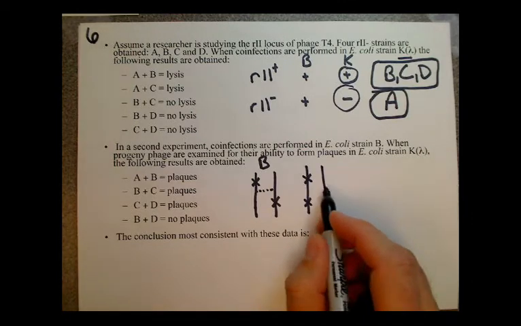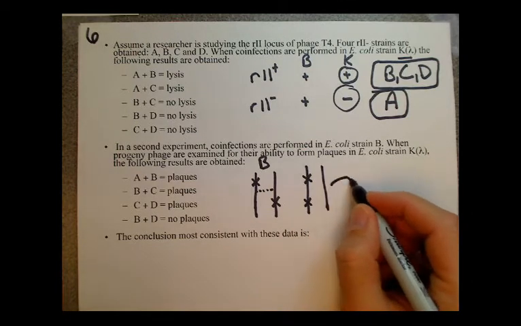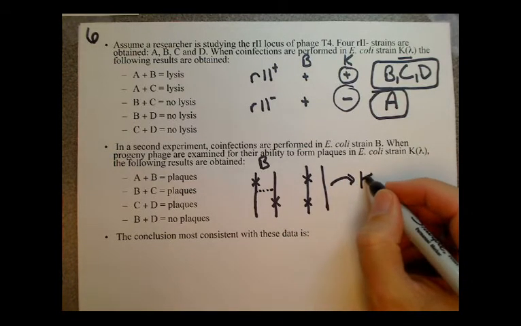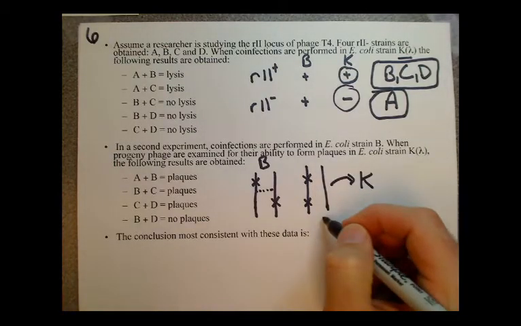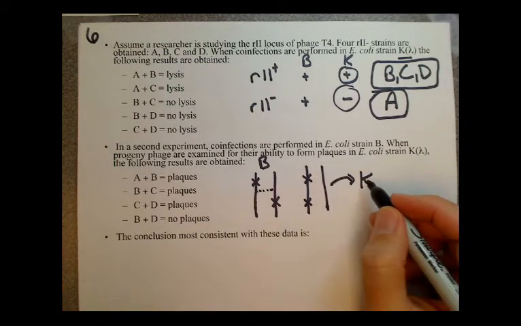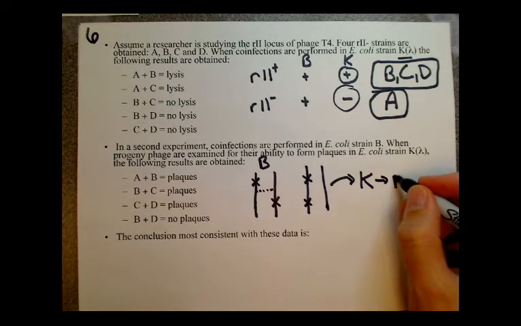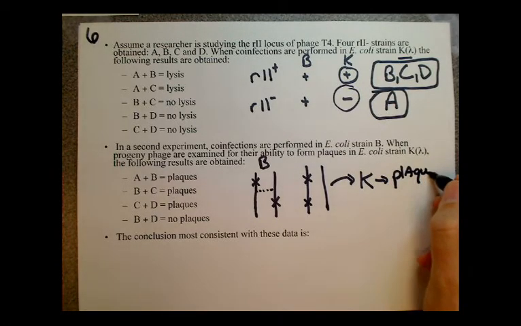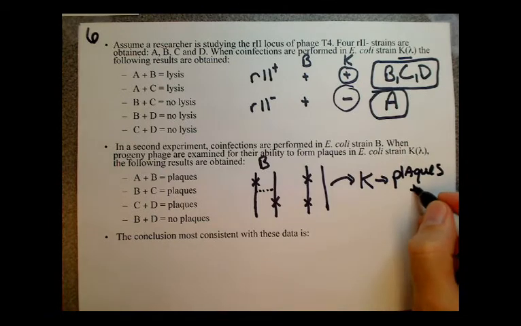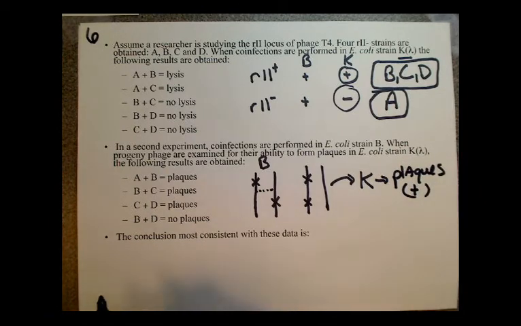And then once you put these phage into strain K, if they've been able to generate wild-type sequences like this, then they'll be able to grow in strain K, and they will give you plaques, which again is your wild-type phenotype.